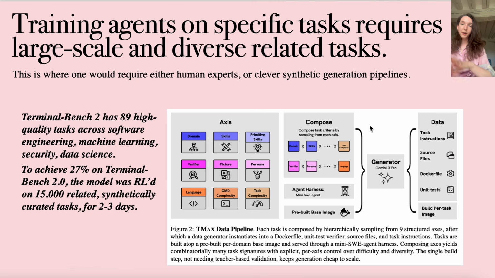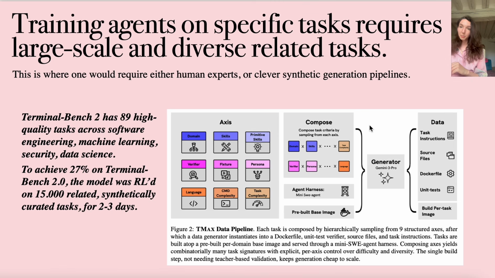So then another paper that I think is very interesting to highlight is this TMAX paper, which is around constructing a data set for terminal agentic tasks. And I think what it highlights is that training agents on specific tasks really requires large-scale and diverse related tasks. Okay, I've said this now a few times. What does this paper want to do? They want to get good at Terminal Bench 2, which is roughly 90 problems across software engineering, machine learning, security, and data science, and a few other things.